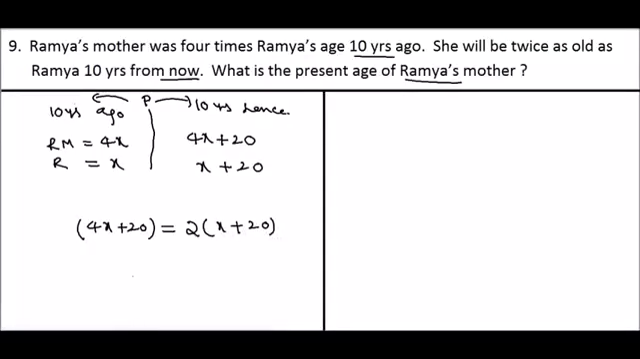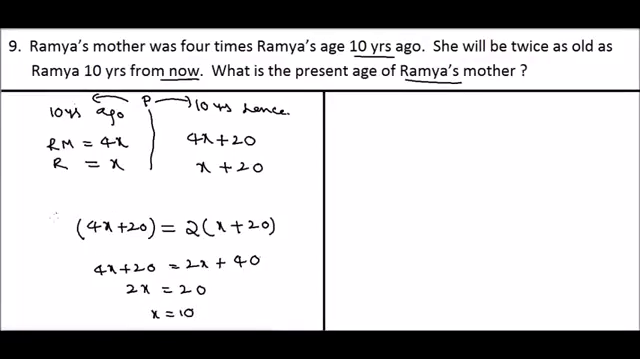Alright, now very clearly 4x plus 20, you just expand this one, is equal to 2x plus 40. Now 2x is equal to 20. 2x is equal to 20. Now here x is equal to 10.